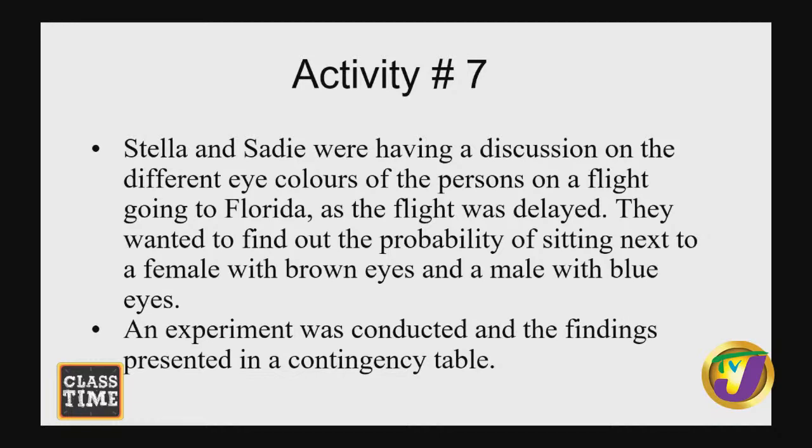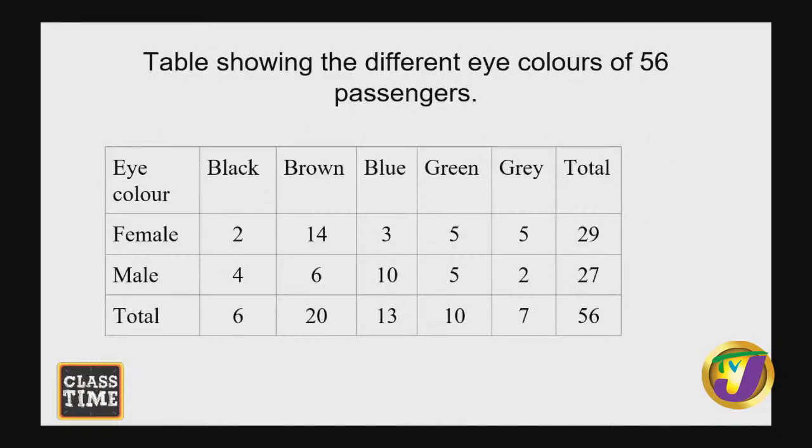All right. So let's look at the table. They would have drawn up this table, and this is what they would have found out. They realized that the passengers had black eyes, which is very rare, brown eyes, blue eyes, green eyes, and gray eyes. Then they tallied.